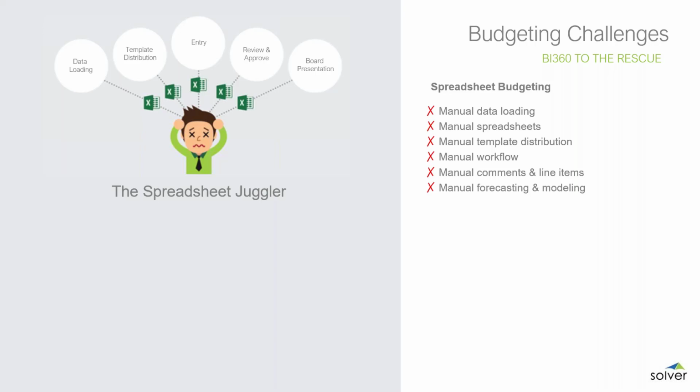With this manual process, there's no tracking or ability to really do an automated and smooth workflow process, in terms of rejecting or approving the data or the assignments that have been submitted. It's not a smooth process at all. Comments and line items are very manual as well. It's usually emails being sent out with the template attached. And again, forecasting and modeling is completely manual.